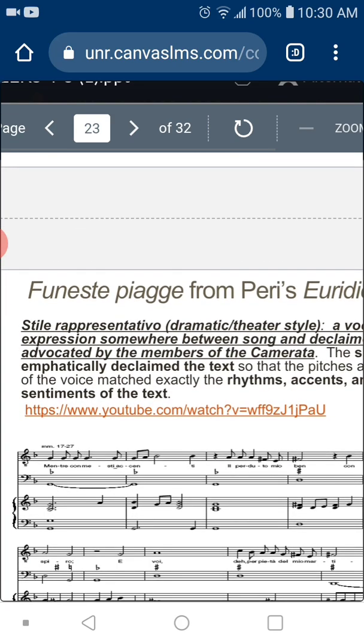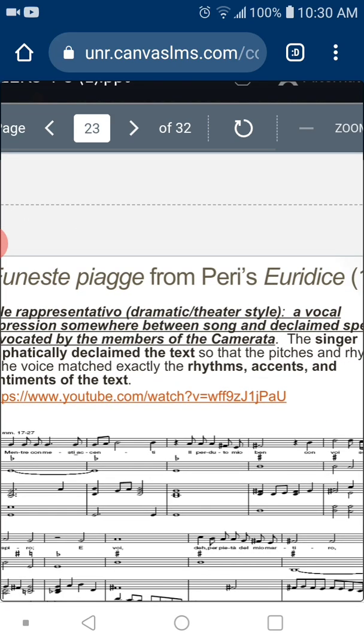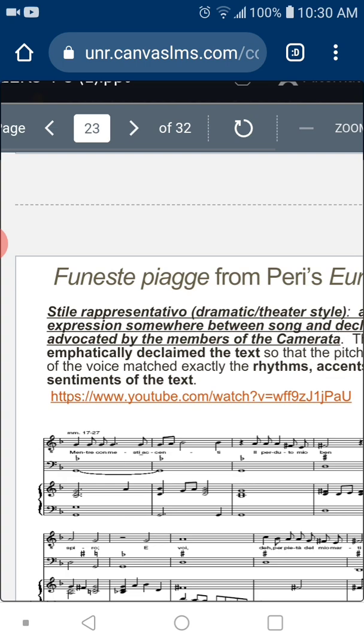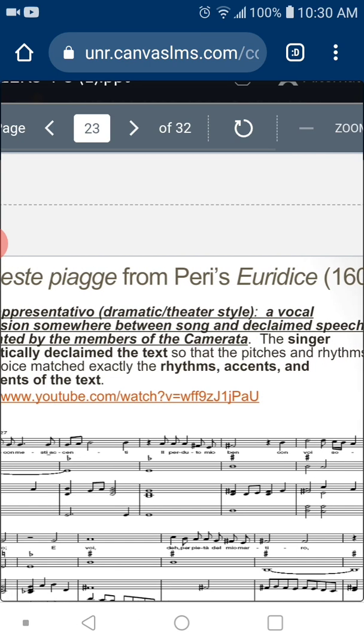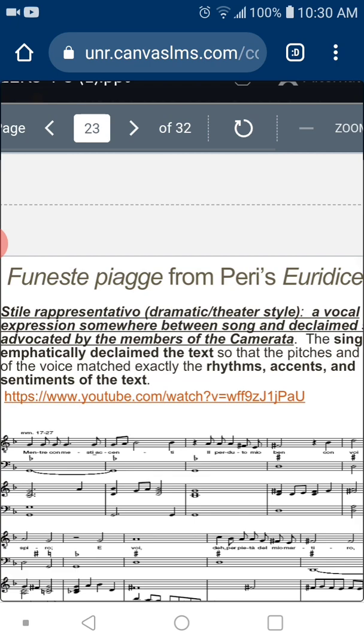This is an example of the stile rappresentativo, which means dramatic style, theatrical style. You have to know. I will ask you this in the second exam. What is the theatrical dramatic style? It's very peculiar of opera. So, in other words, it's a technique.